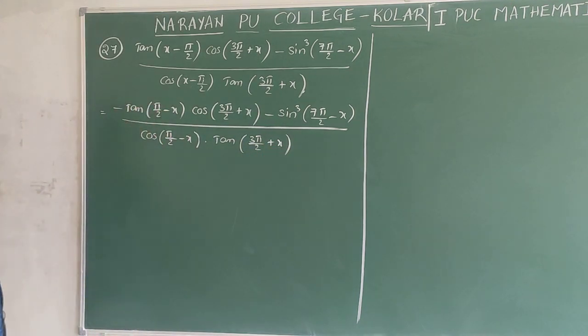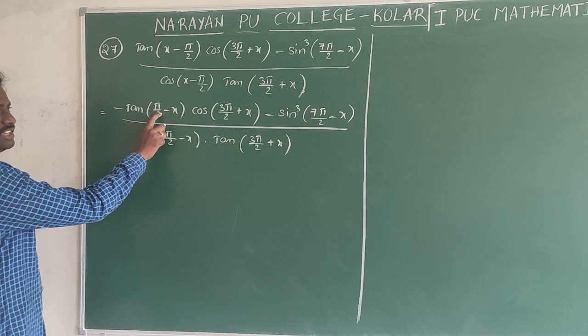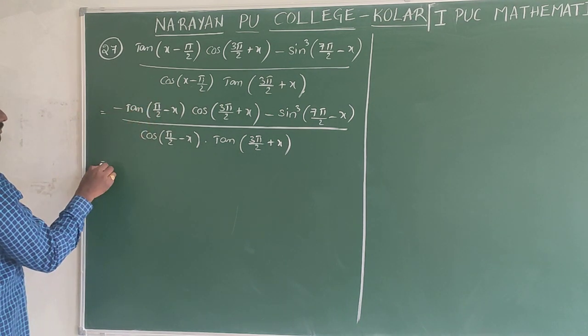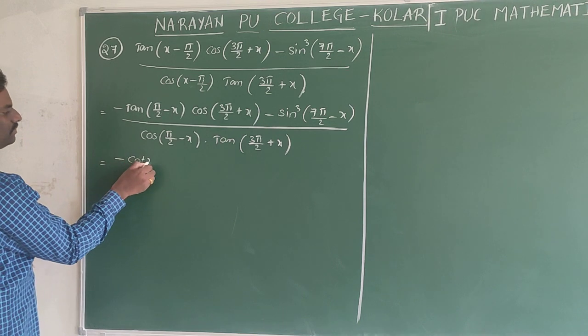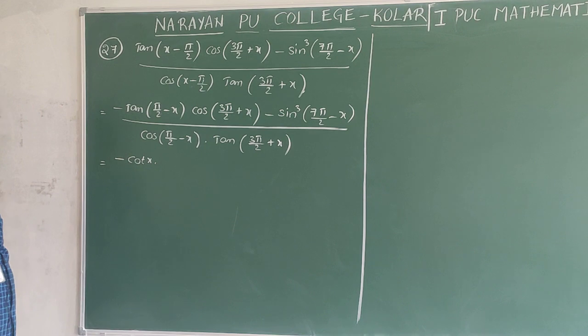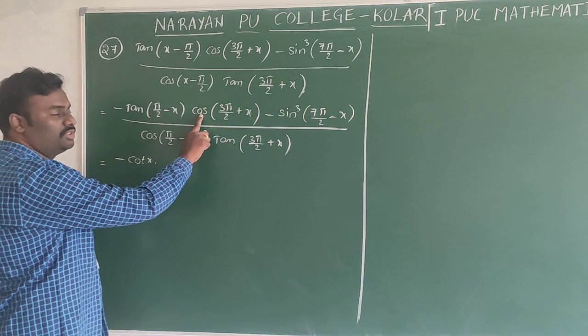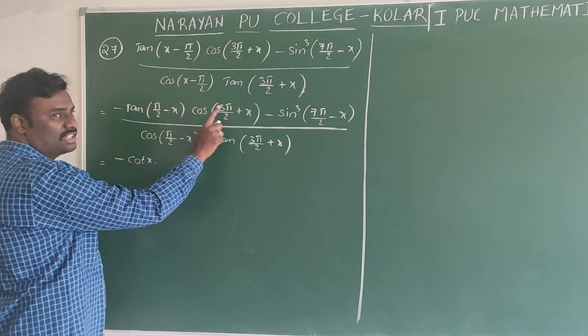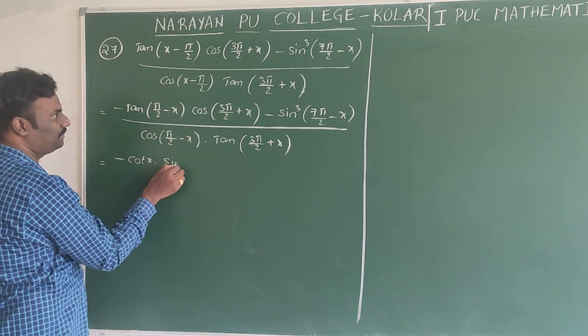90 minus, first quadrant, tan is positive, but for 90 function will change, tan is changed to cot. Next, 270 plus is nothing but fourth quadrant, cos is positive. For 270 function will change, cos is changed to sin.